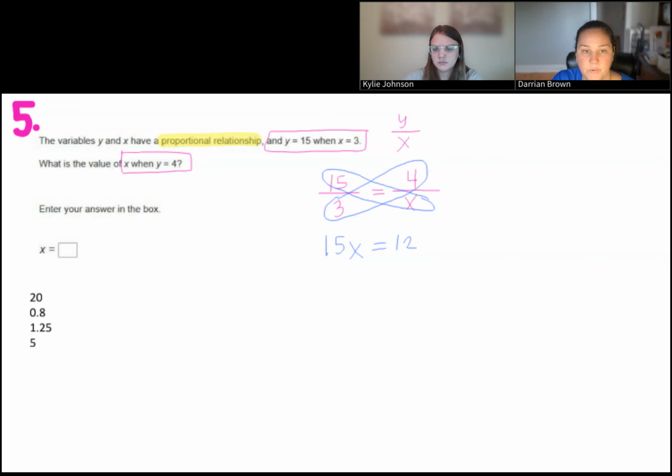Very good. So when we draw our line, we can see that the 15 is currently being multiplied by the x. To undo that, we need to divide by the x. All right, so y'all tell me what you get. Type in your calculator 12 divided by 15, and what do you get?